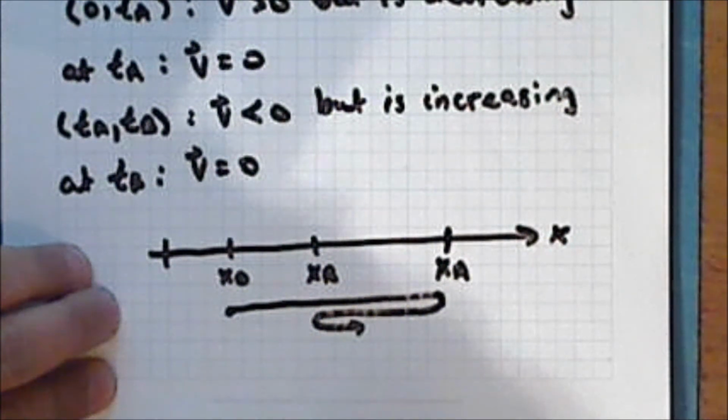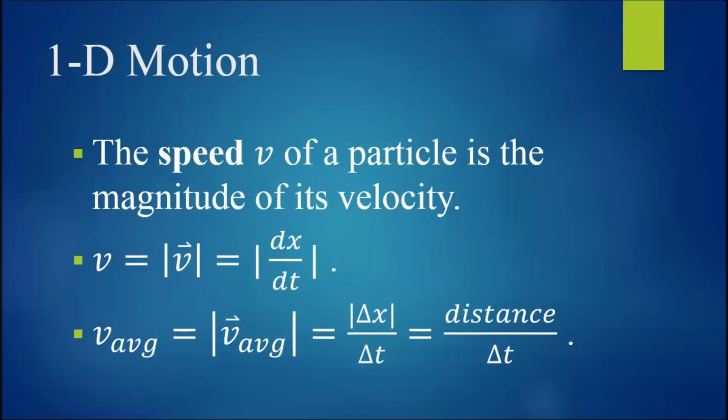Now the speed of a particle is the magnitude of its velocity, and for motion in one dimension, this is the absolute value of the velocity. And so the instantaneous speed of a particle is the absolute value of its instantaneous velocity, and the average speed of a particle is the absolute value of its average velocity. Notice that this is the same as the distance that the particle travels divided by the time required to traverse that distance.